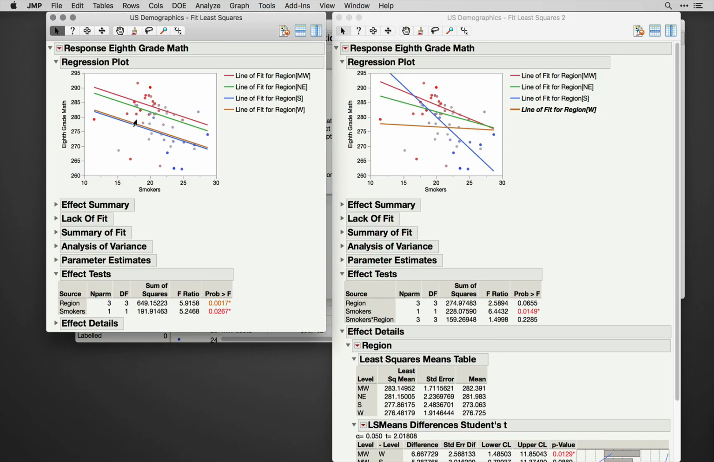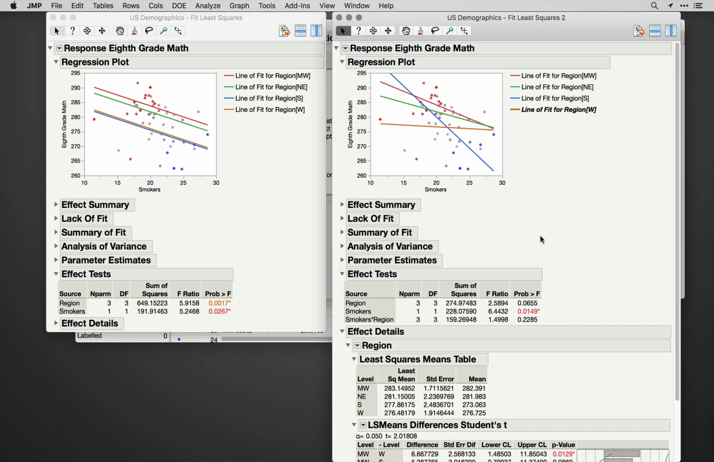So notice that we have to pay attention to at what level of smokers this comparison is being made. On the left-hand side, in the actual ANCOVA model, it doesn't matter. Because these lines are all parallel, the difference between the blue and the orange lines is the same at any level of smokers. So there isn't really a question of that. But in the model where we're allowing an interaction, there's a vast difference between the blue and the orange lines at different levels of smokers.